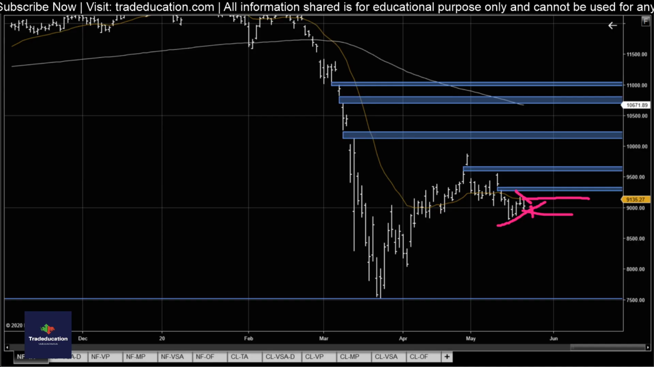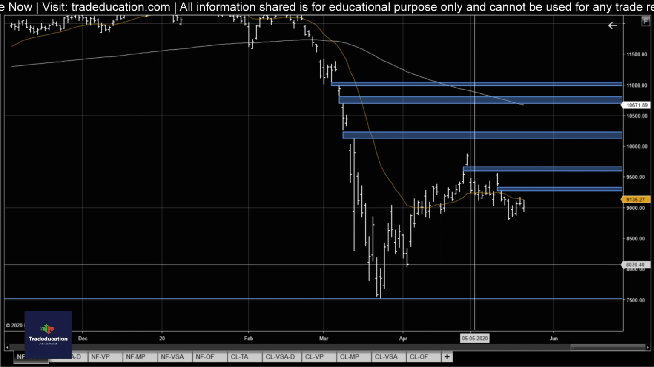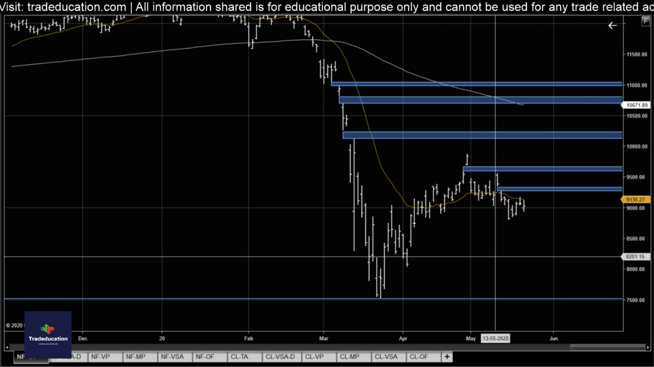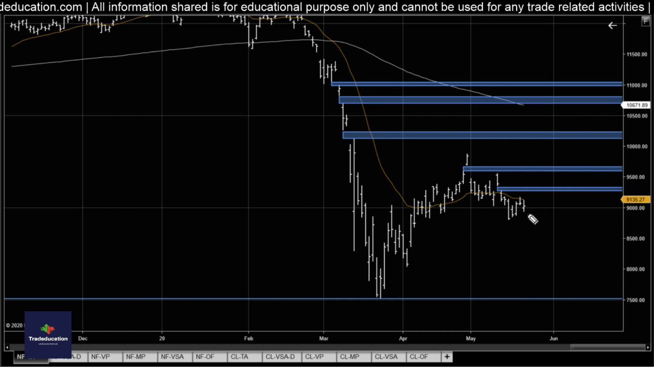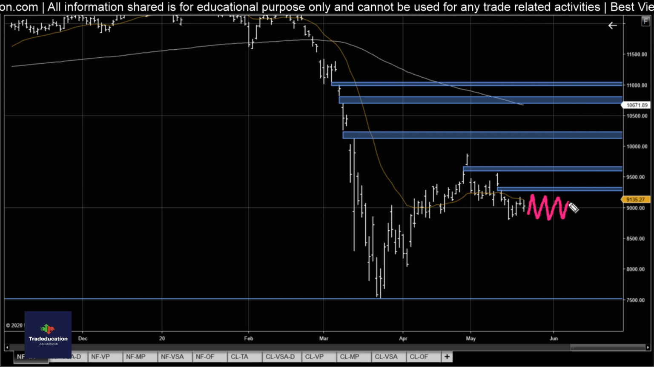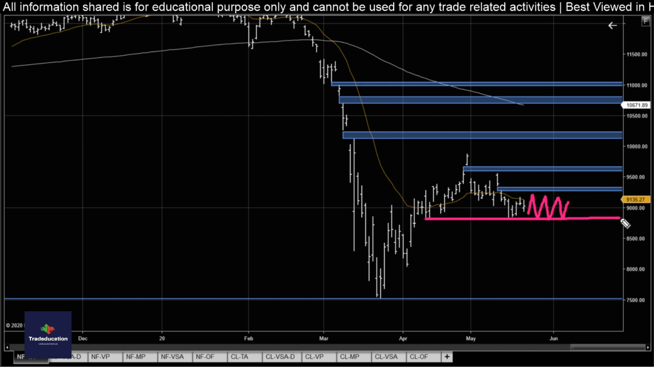Oh, sorry. Let me delete this. So still, what I am able to see is some sort of choppiness action would be seen, and currently this is the level where, this is the last point of support or the demand. So that some sort of choppiness action is seen.